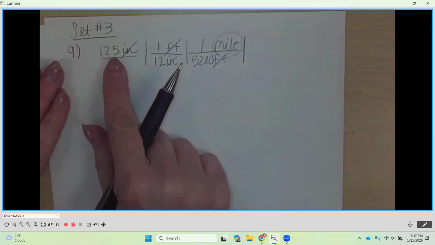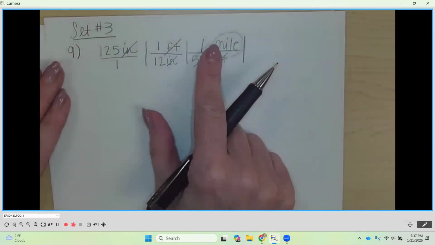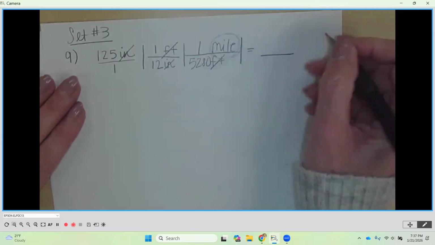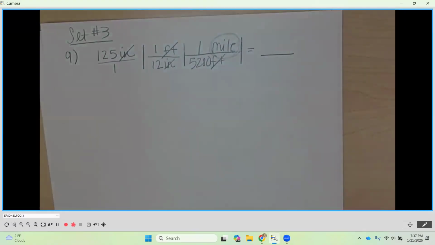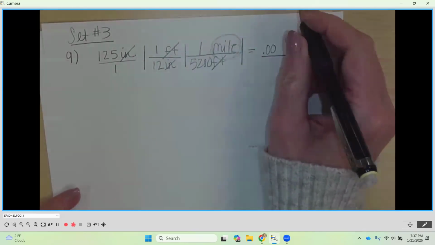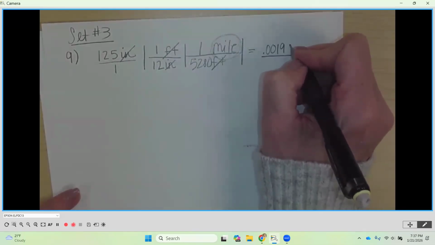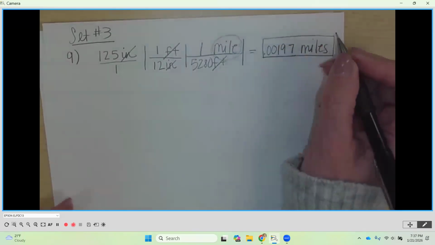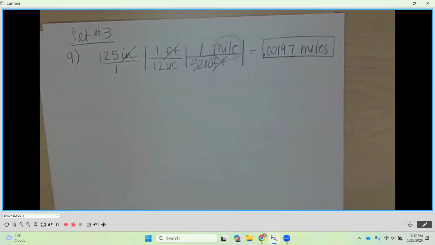So go ahead and multiply 125 times 1 times 1, divided by 12, divided by 5280. How many miles is that? Make sure you can get it. Do you get 0.00197? Yeah, perfect.